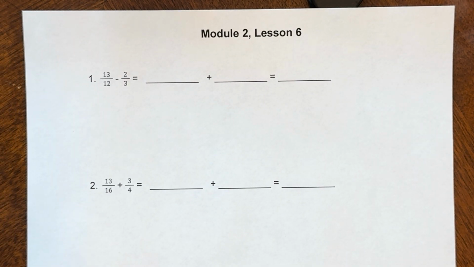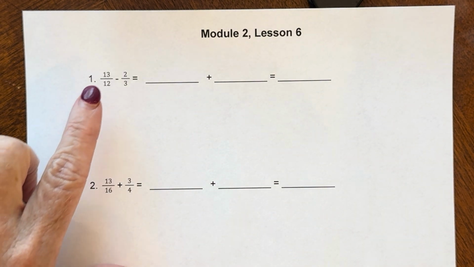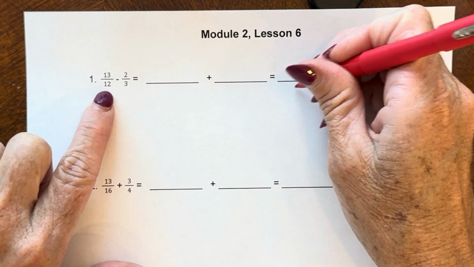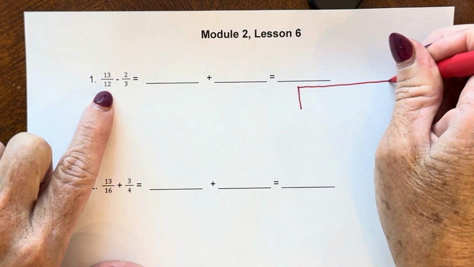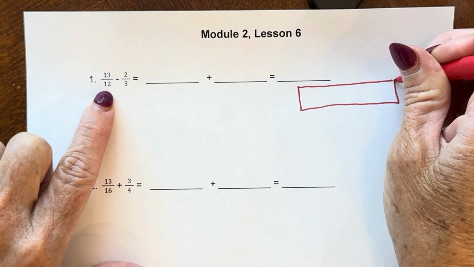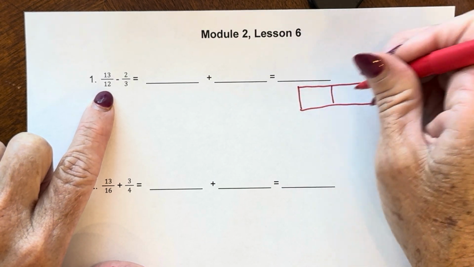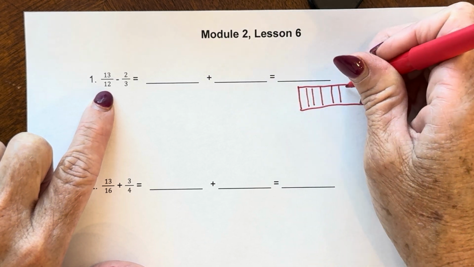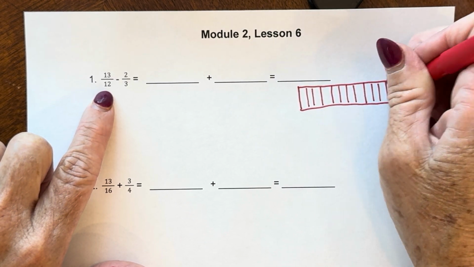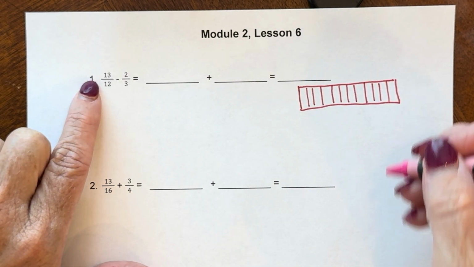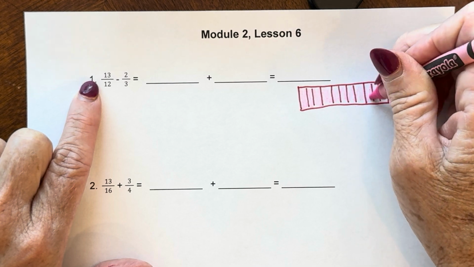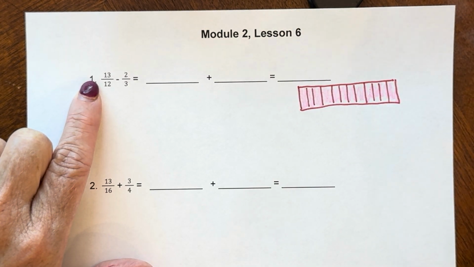13/12 take away 2/3. Okay, so what is this actually saying? The 12 means that I had a whole that was cut into 12 pieces. So let me cut that into 12 pieces. And this says I have 13 of them. So if I color in all of these, that's going to give me 12.